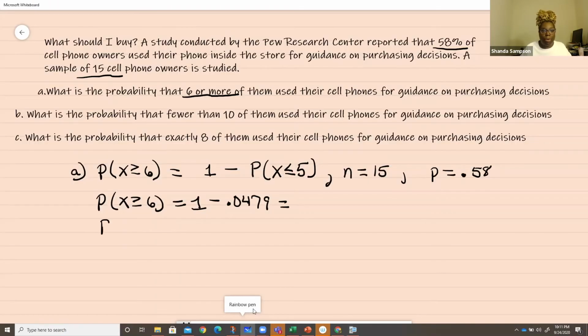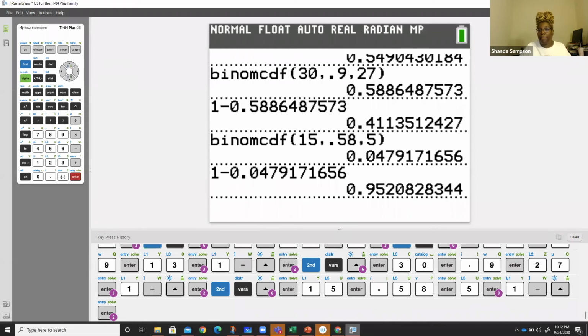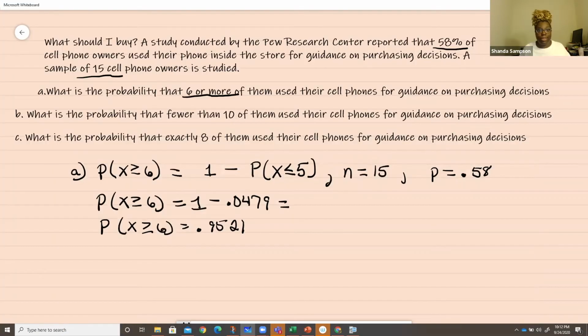0.0479, and so my probability that X is greater than or equal to 6 is equal to 1 minus that, and that's going to be 0.9521. Done.